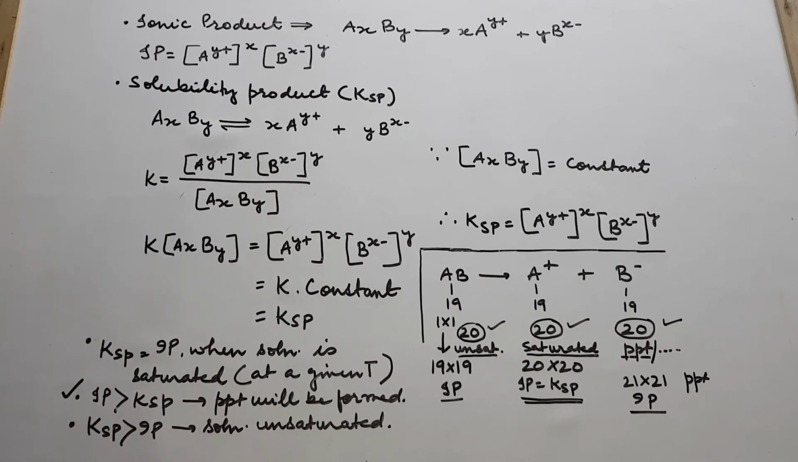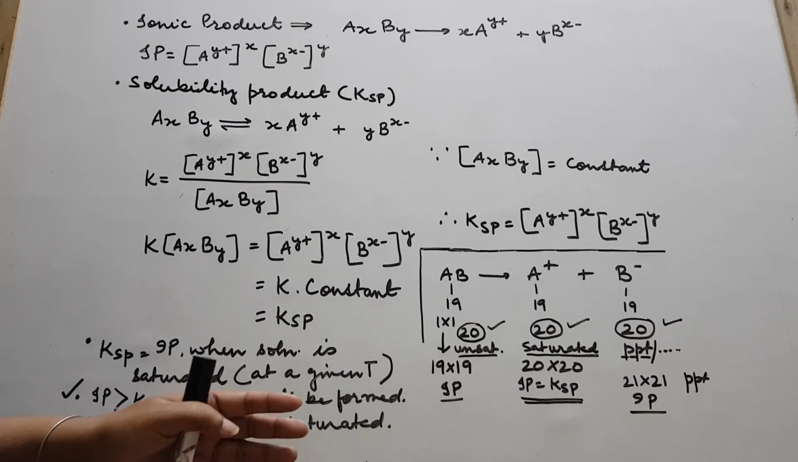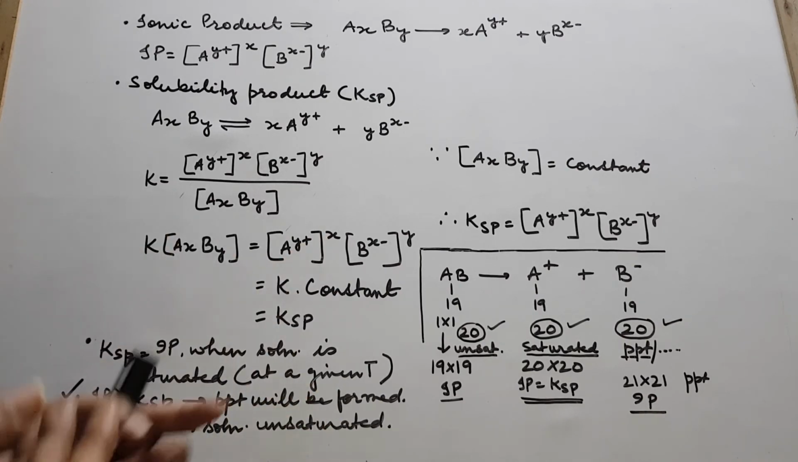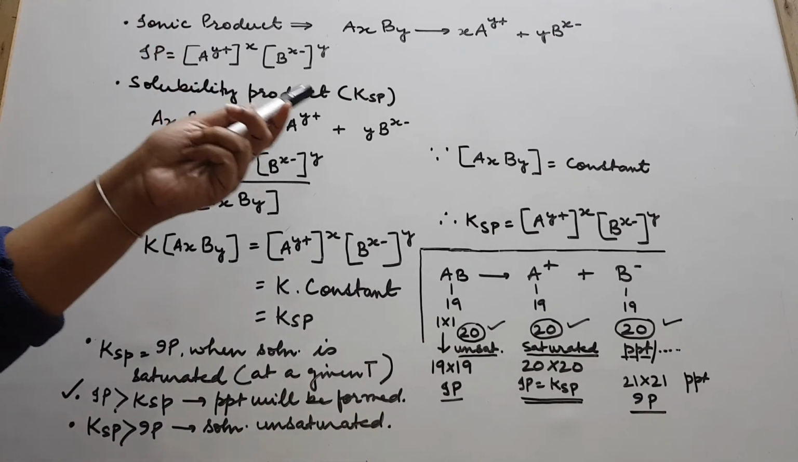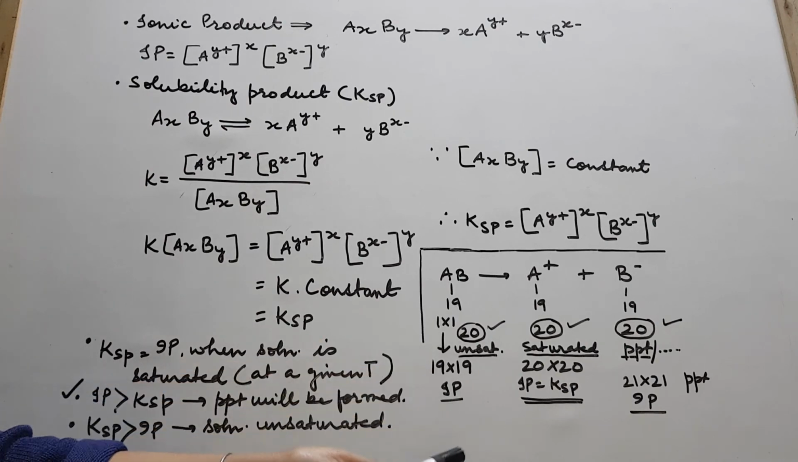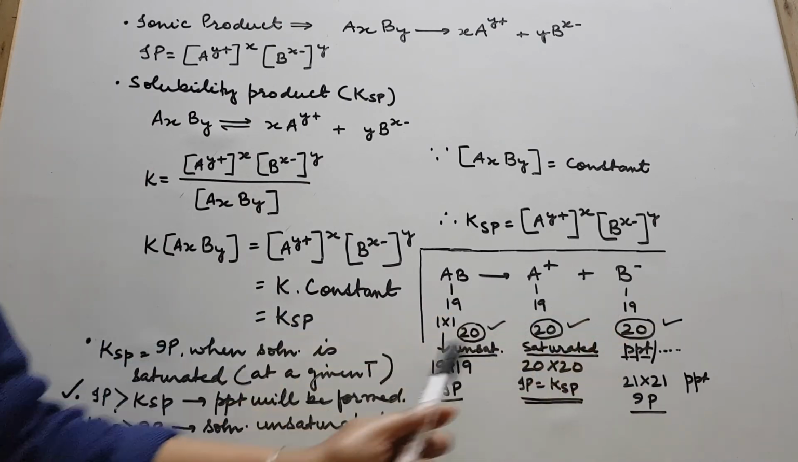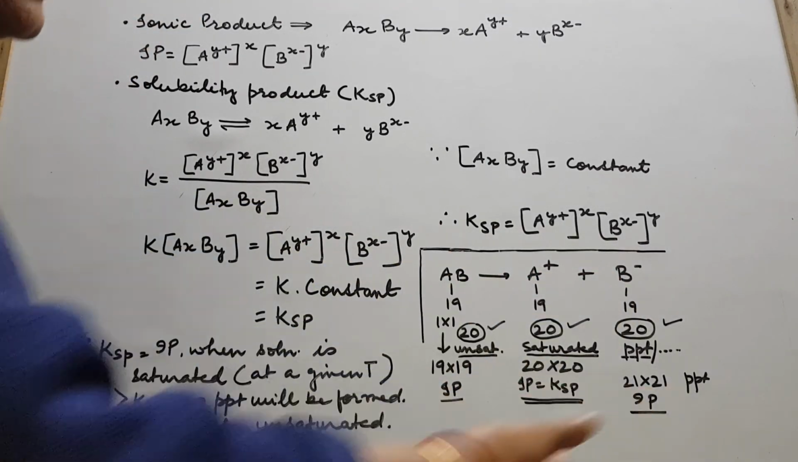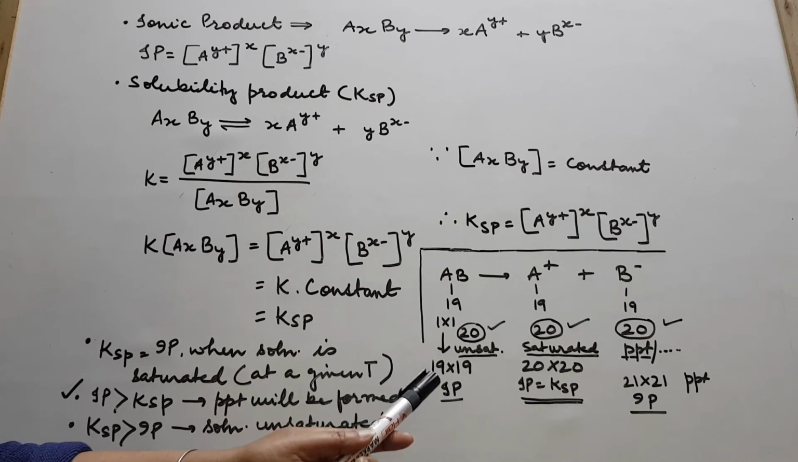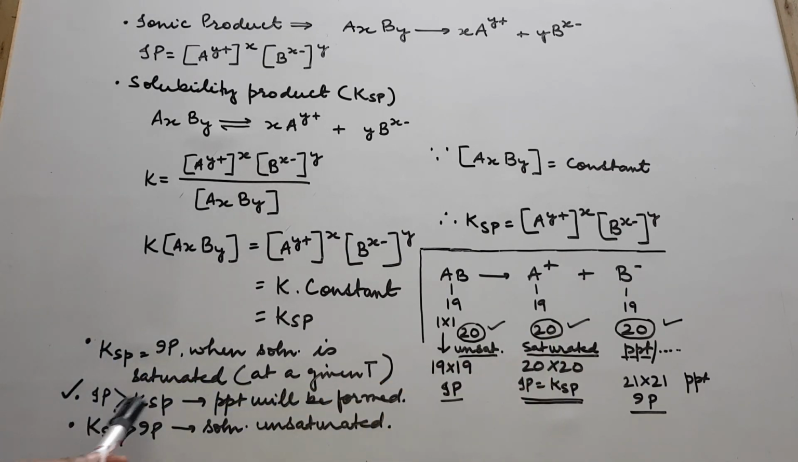If it is not exceeding, PPT will not be formed, right? And if it is equal, then it will be a saturated solution. So I hope the terms ionic product, solubility product, KSP, and what you mean by saturated, unsaturated, and PPT formed, these concepts in terms of IP and KSP are clear. When it is unsaturated, IP will be less than KSP. When saturated, it will be equal. When PPT is formed, IP exceeds KSP. This is the summary, an important point.